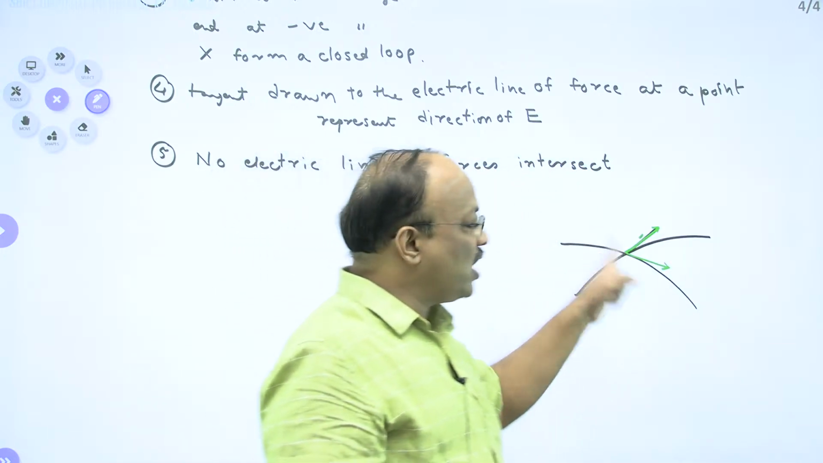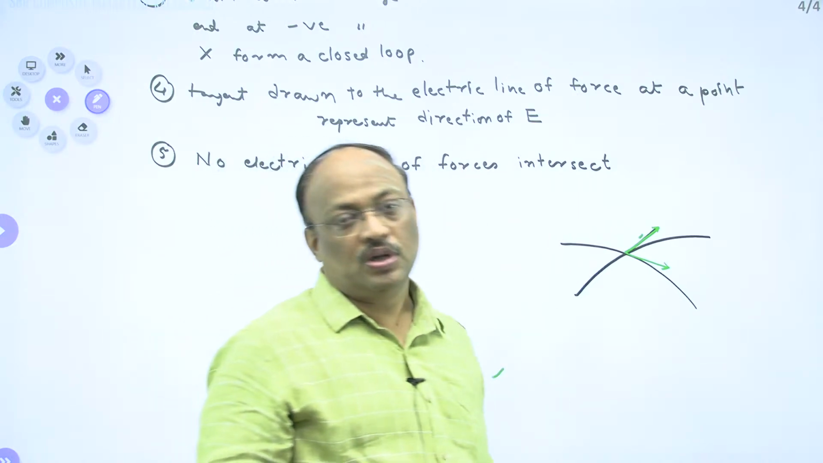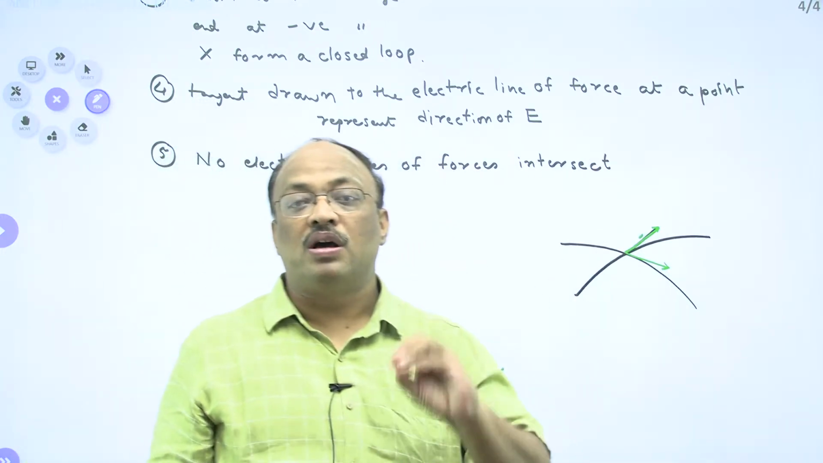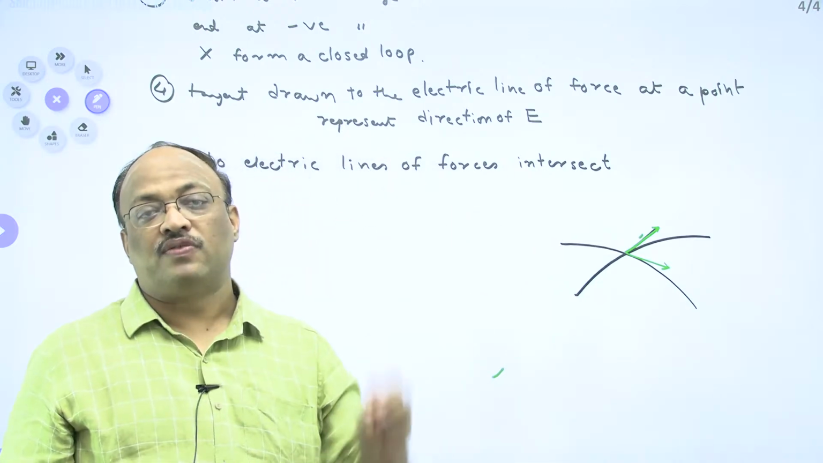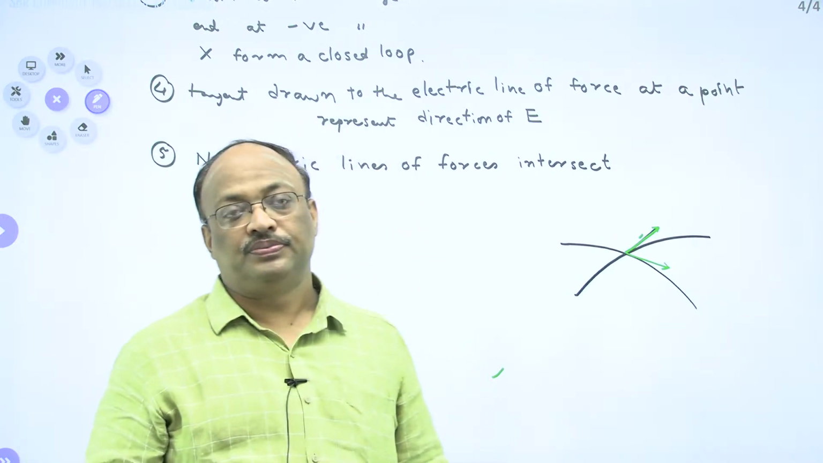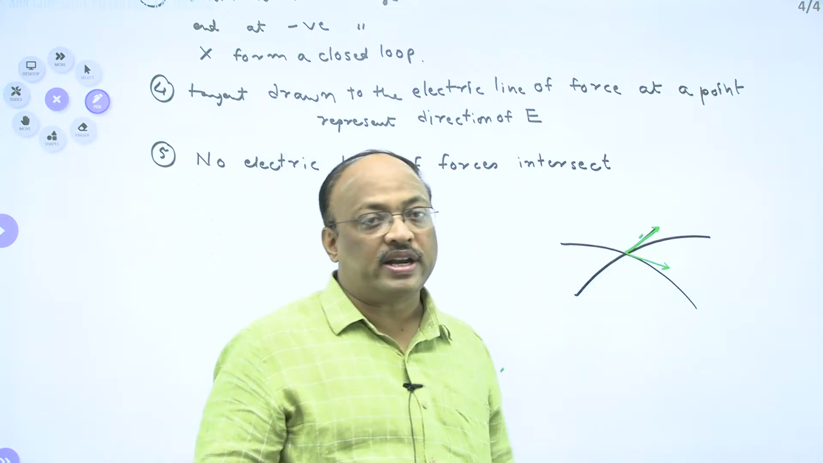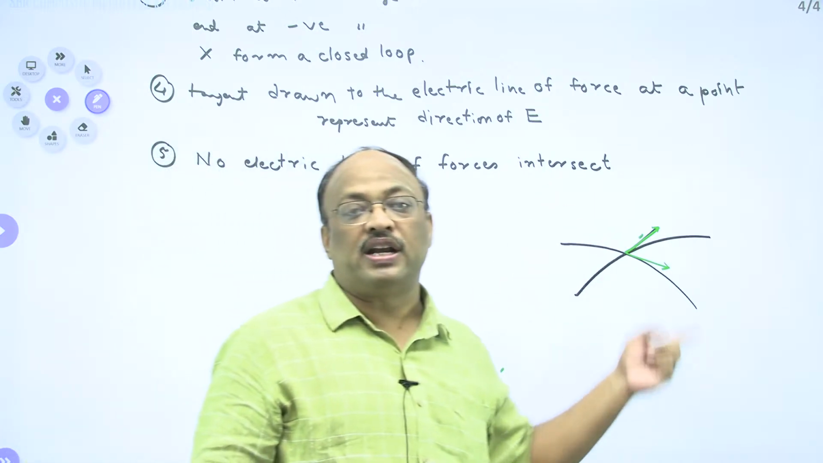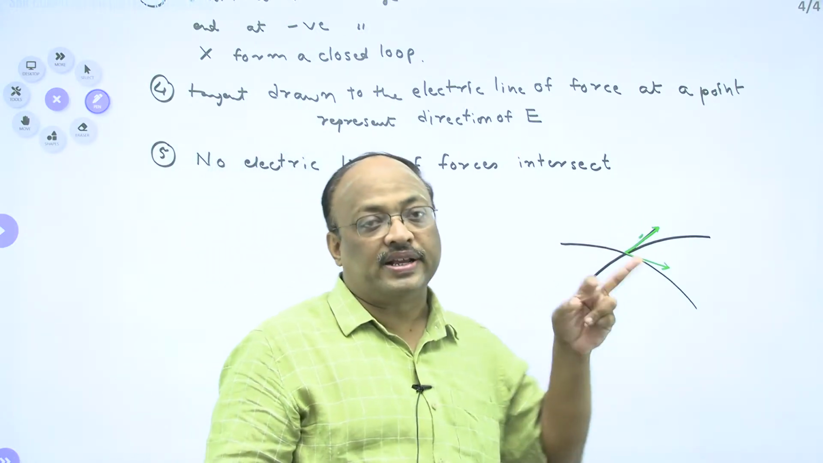In a sense, at one point, the direction of the electric field would be two: one like this, another like this, which is never possible. At a point, the direction of the electric field should be in only one direction. So if it is like this, at this point, what does it represent? At this point, two electric fields exist there.